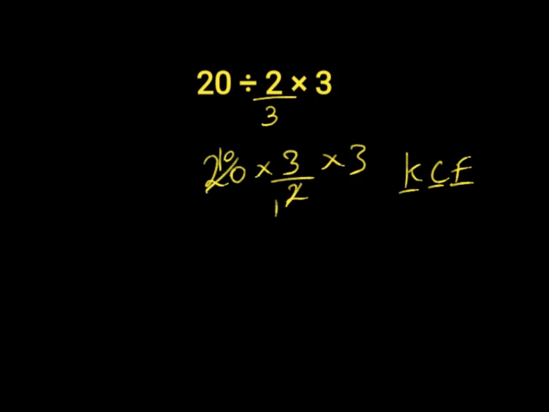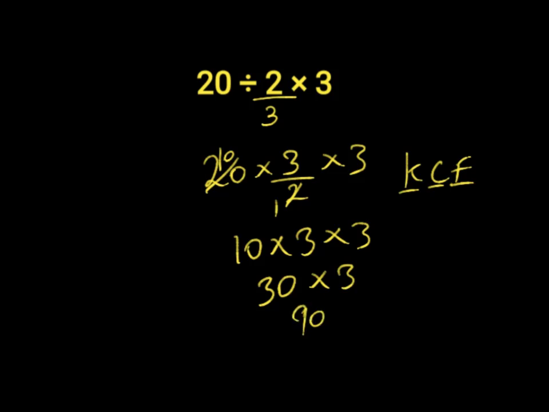Then we are left with 10 times 3 times 3. 10 times 3 will give us 30. Then we have 30 times 3. 30 times 3 will give us 90. 90 is the right answer to this question.